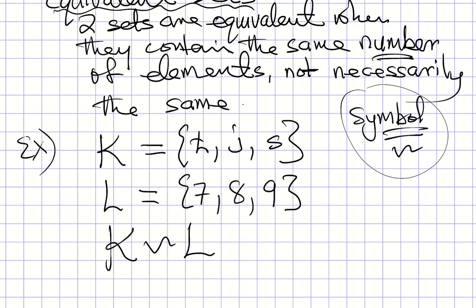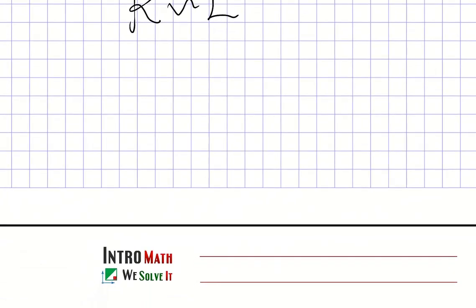Because they contain the same number of elements. K contains 3 elements. L contains 3 elements. They don't have to be the same, right? They can be different. That's what that definition is saying, and they're all different there. Let's look at another example.